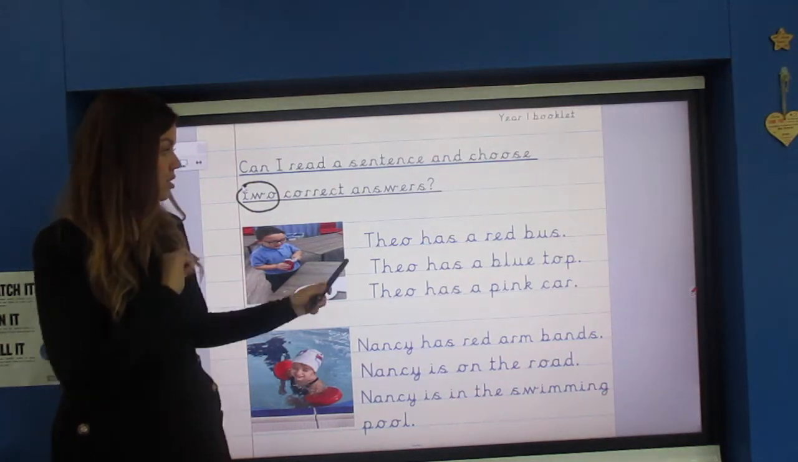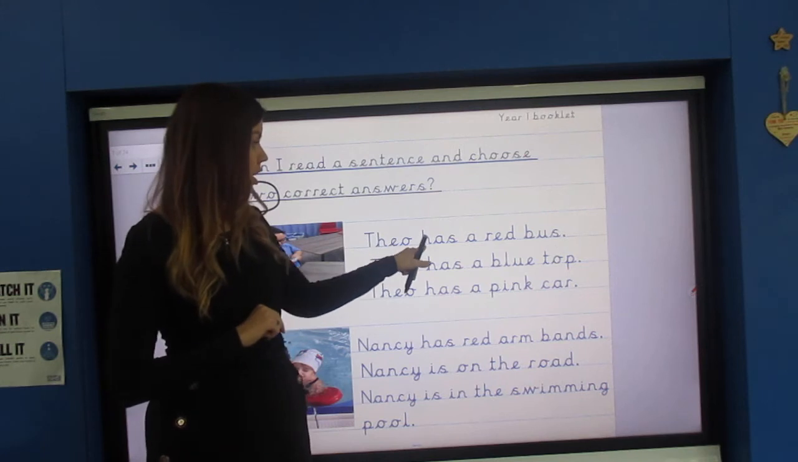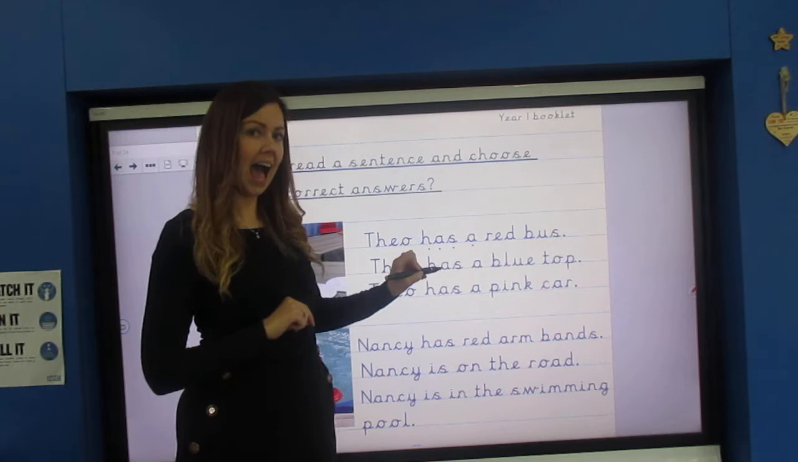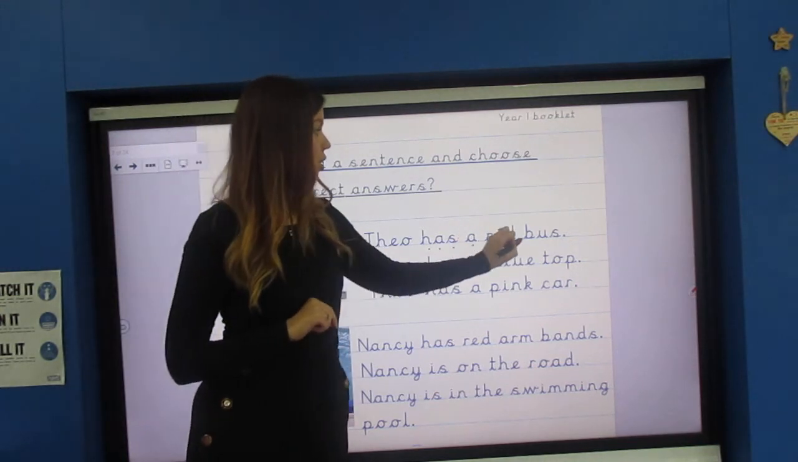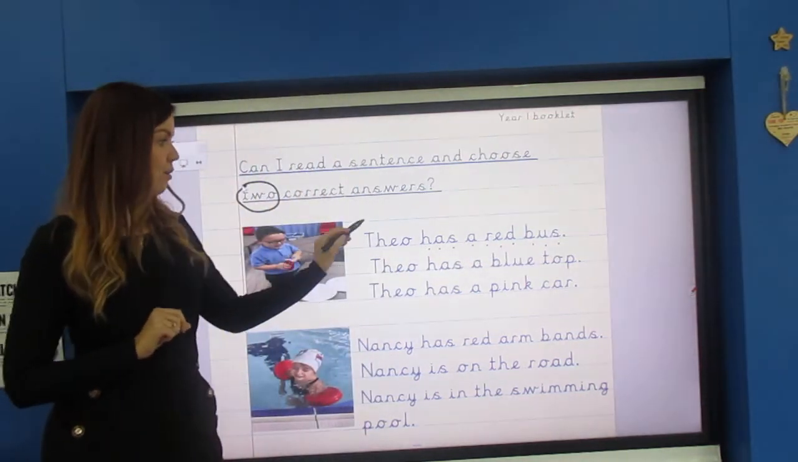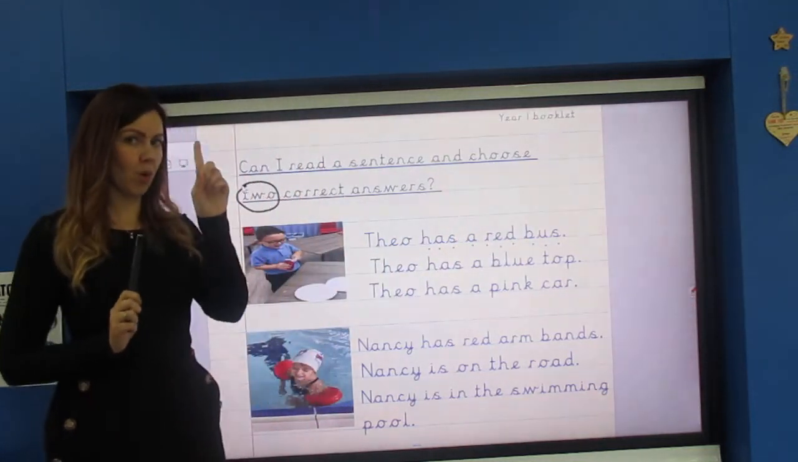Break them up. So this is Theo's name here, Theo. Theo has a red bus. Theo has a red bus. Okay, so there's question 1.